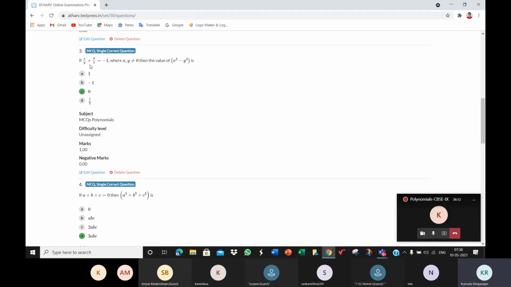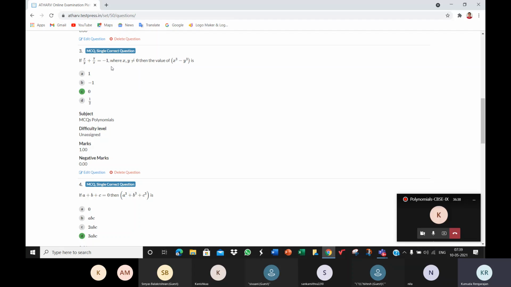See, we are given something like this: x by y plus y by x is equal to -1. We are working with this, and the meaning of this equation is the same as x square plus y square plus xy is equal to 0. So now this will be more useful for us. The given equation is this. When we work with this, we get x square plus y square plus xy.